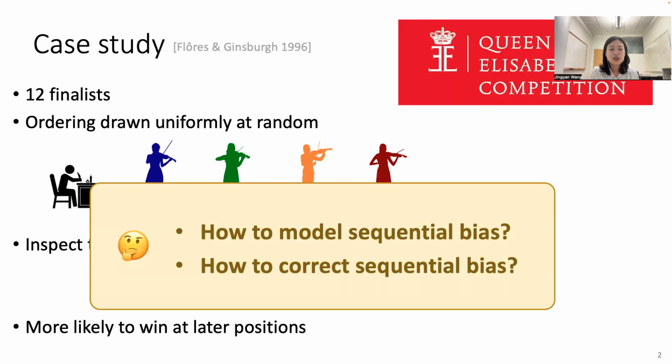In this paper, we address two questions. The first is how do we use a mathematical model to describe the sequential bias? And given the model, how do we correct for the bias? We'll start with the first modeling question.